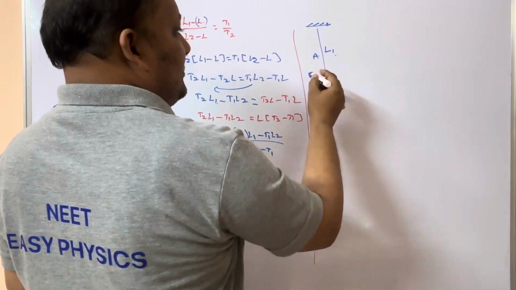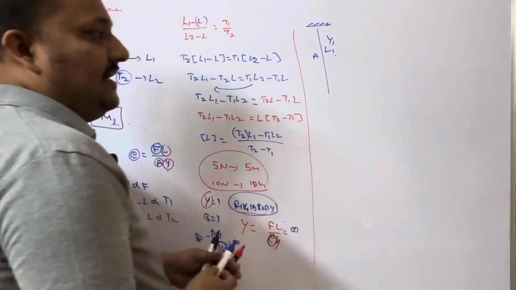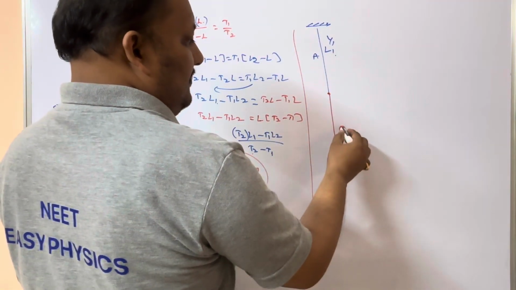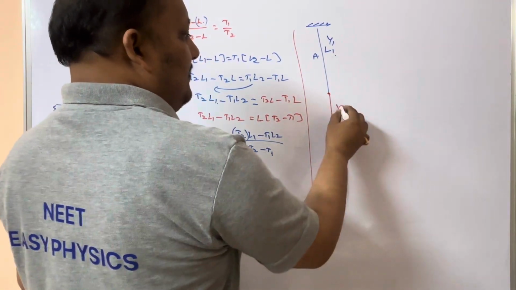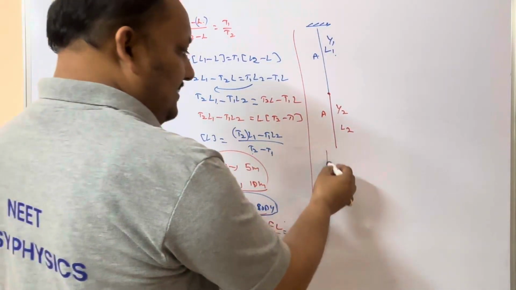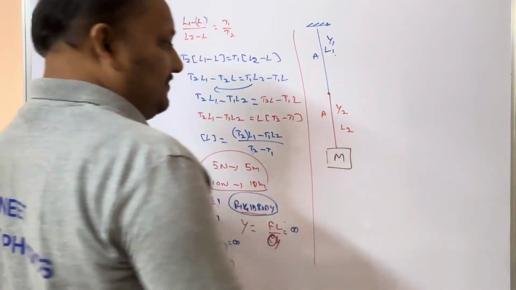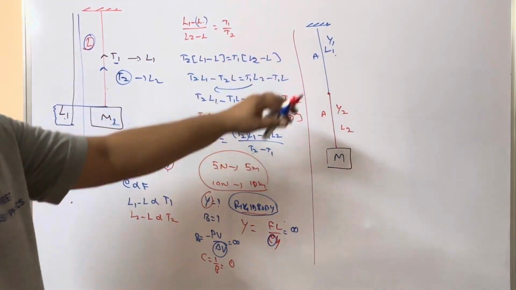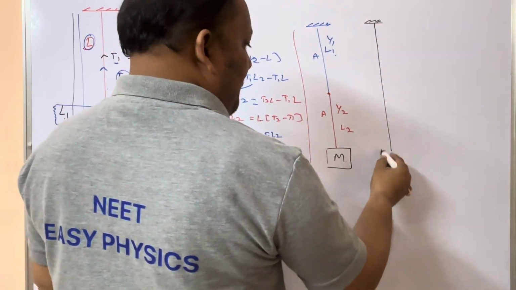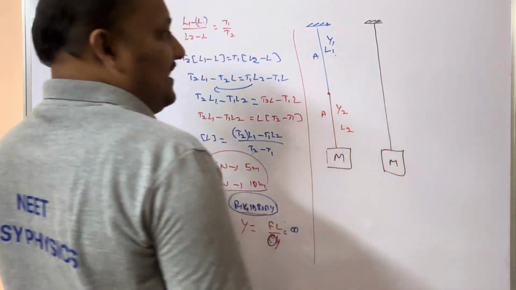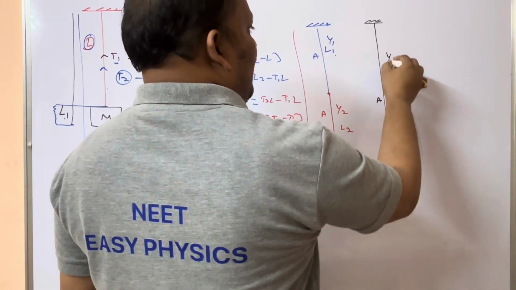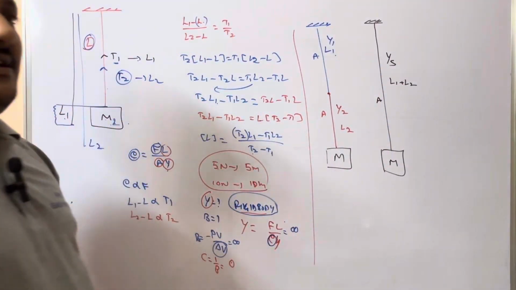One wire has length L1, area of cross section A, and Young's modulus Y1; let us assume it is made of iron. Another wire has length L2, Y2, and the same area of cross section. I have suspended some amount of load on this mass. Now, what is the resultant Young's modulus, they will ask. What is the total length now? L1 plus L2, with area of cross section A. So the resultant Young's modulus is Ys.